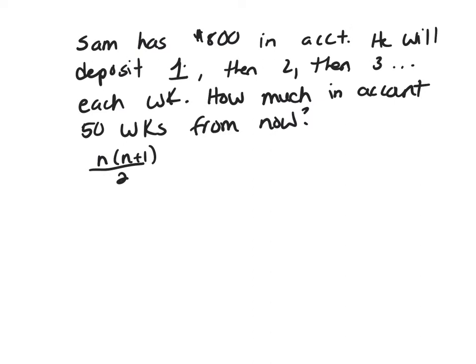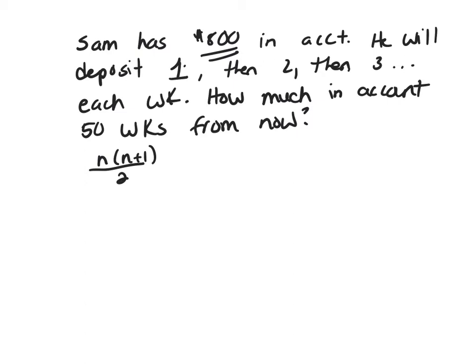So that's what this problem is all about, because you need to sum up 1 plus 2 plus 3 plus 4 all the way up to 50, because we're trying to figure out how much money will Sam have in his account 50 weeks from now. The first week he puts $1 in, then he puts $2 in, next week $3, $4, $5. So that last week he's actually putting $50 into his account. And he has $800 in there to start with.